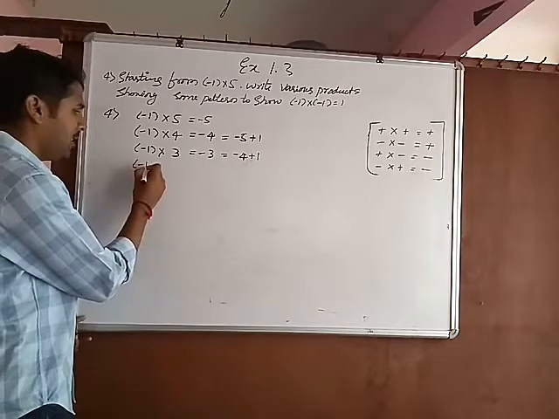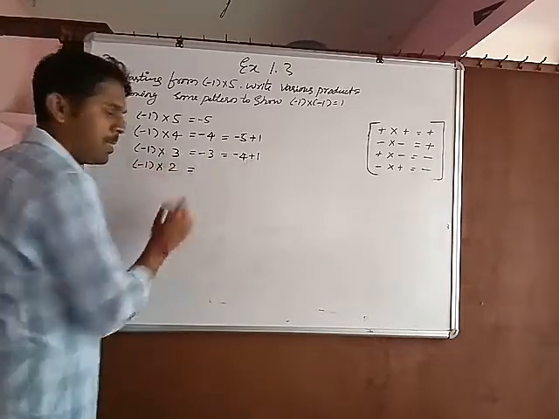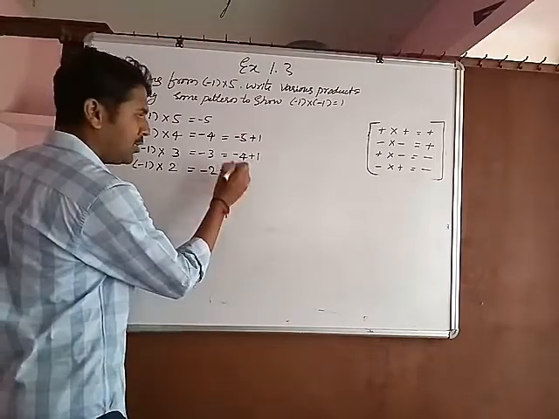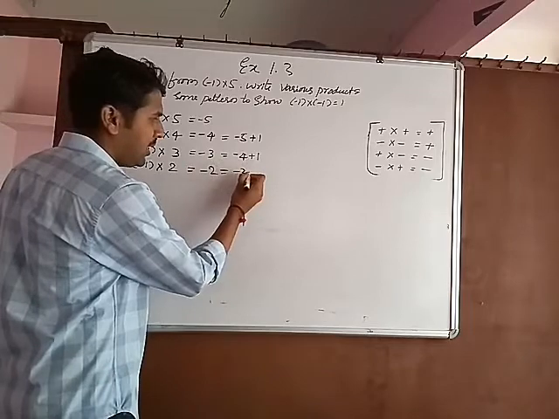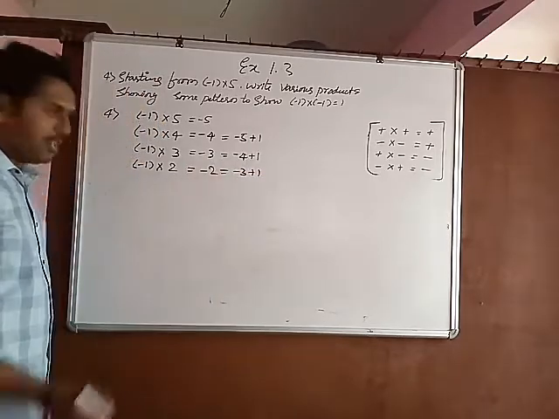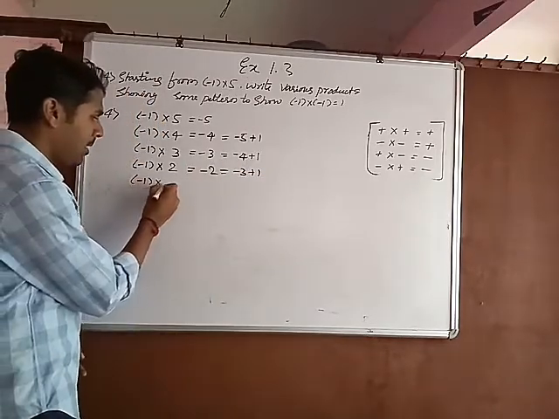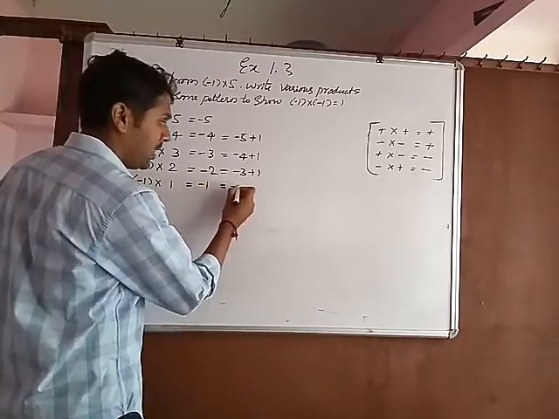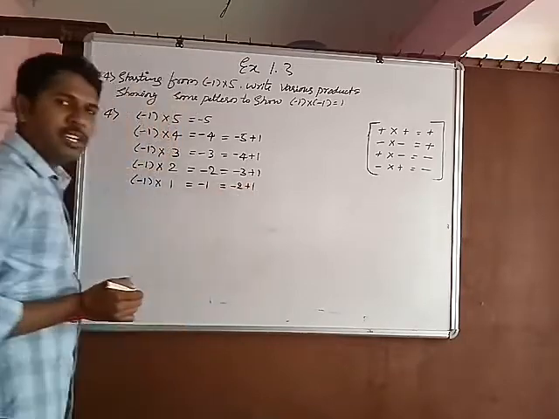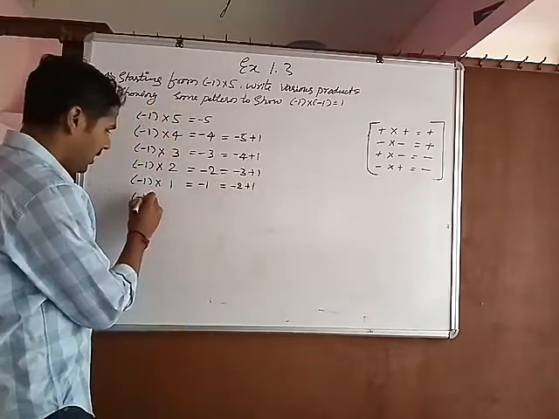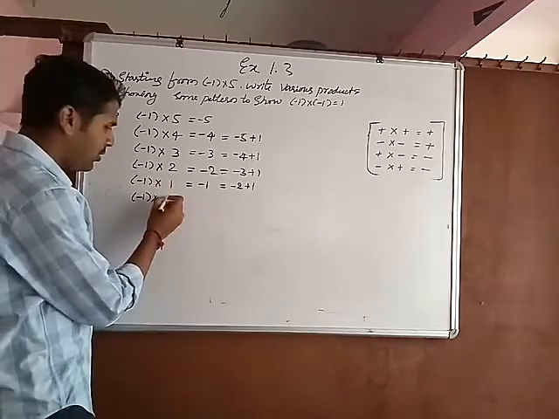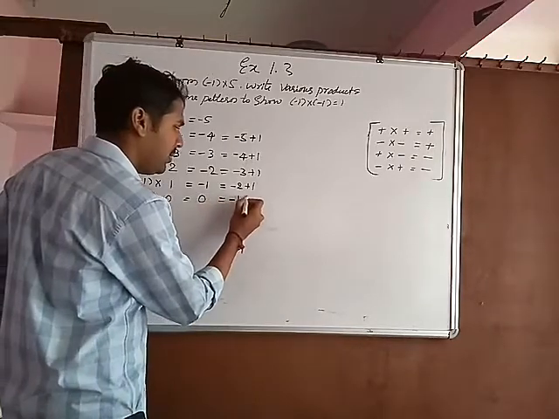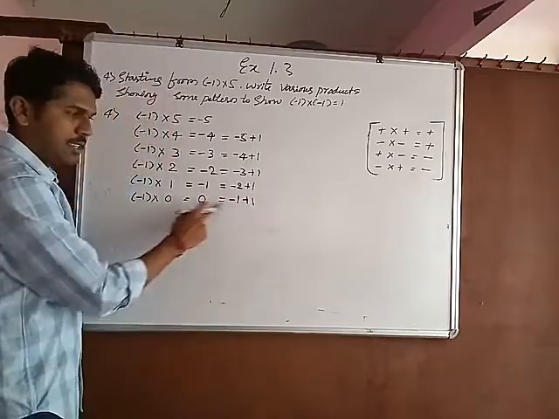Next minus 1 into 2. What is the answer? Minus 2. Here also we can write it as minus 3 plus 1. Next minus 1 into 1. What do you get the answer? Minus 1, no. Minus 2 plus 1. So next minus 1 into, after that 1, 0, no, 0. What will get the answer? 0. That is minus 1 plus 1. You will get the same answer, 0, no.